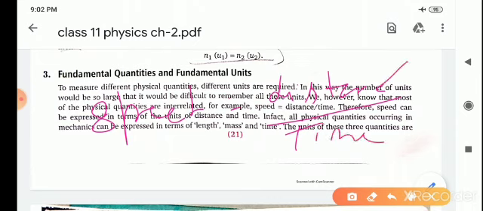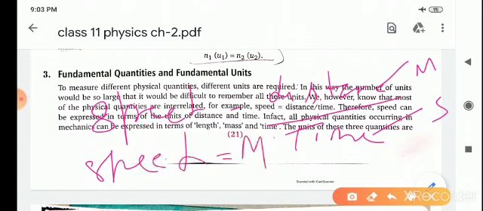Distance is the physical quantity and its unit is meter. Time's unit is second. So the speed is equal to meter per second. These are the fundamental quantities and fundamental units, and they are interrelated. Okay, children?